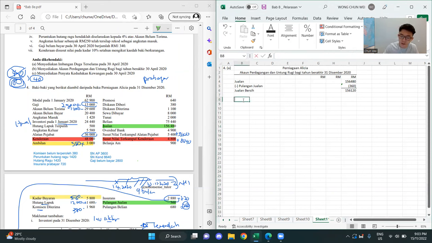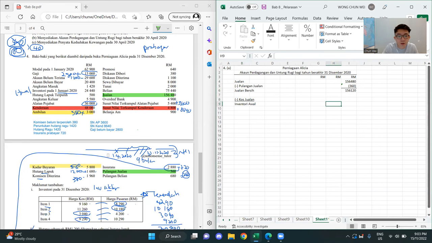Okay, after you get the jualan bersih, you have to minus your kos jualan. Under your kos jualan, it always starts with inventori awal. Where do you get inventori awal? The first thing that I mentioned just now, your inventory for the first January. Whenever you see inventory in your imbangan duga here, it's always inventori awal. So here the inventori awal is 24440.